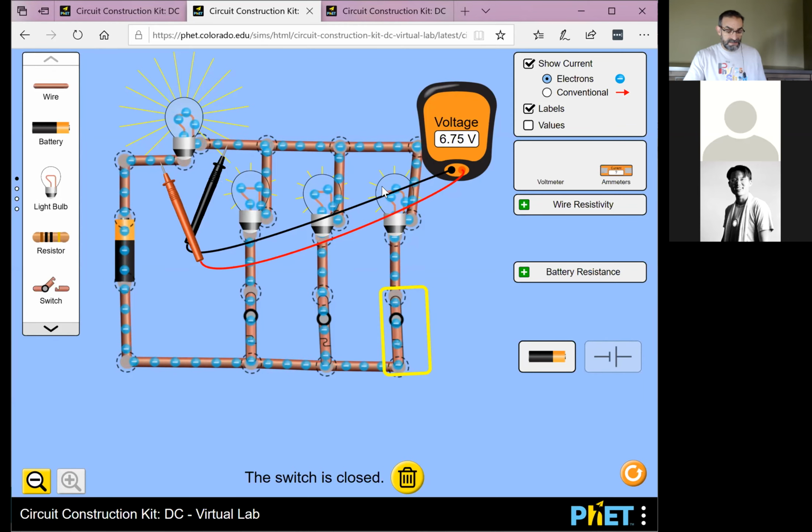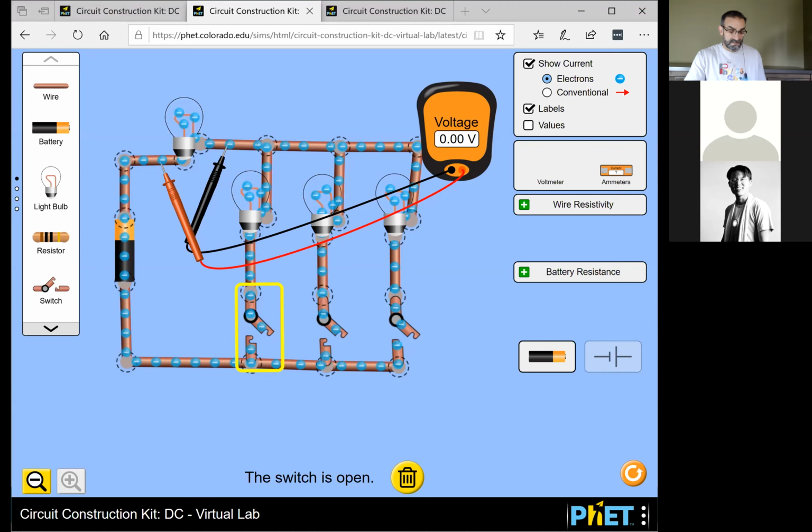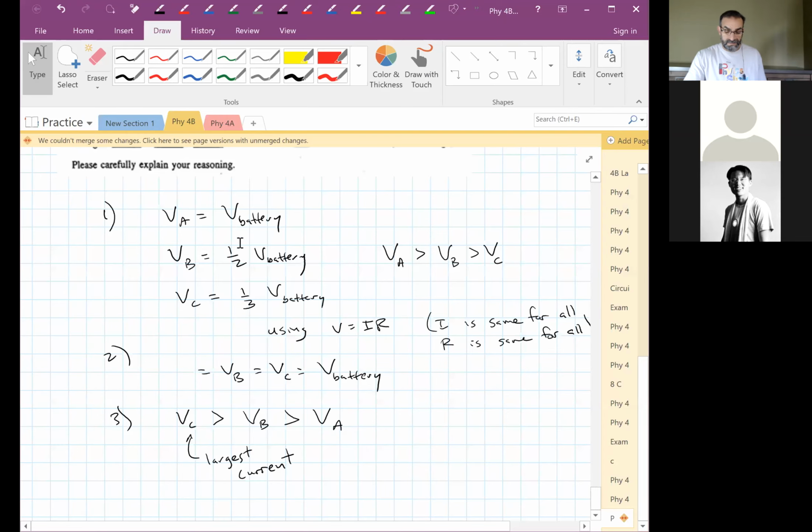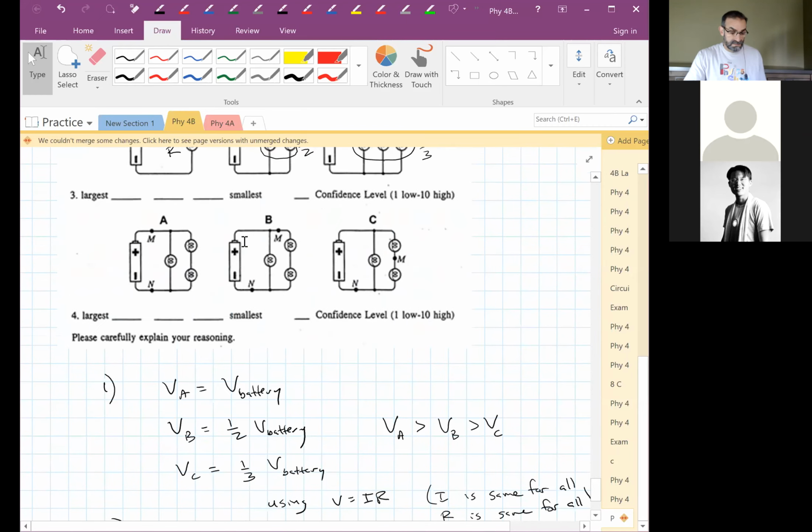Because as I add more resistors in parallel, the overall resistance here in this lower part of the circuit decreases, gets smaller. And so the current in the circuit, the current through the battery actually increases as I add these extra resistors in parallel. Okay, last one.